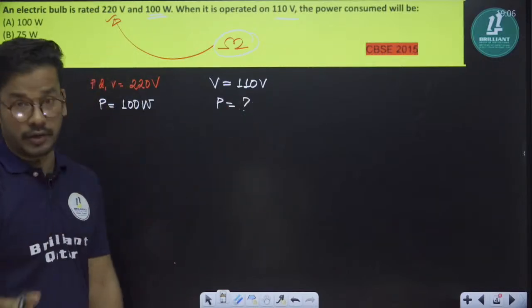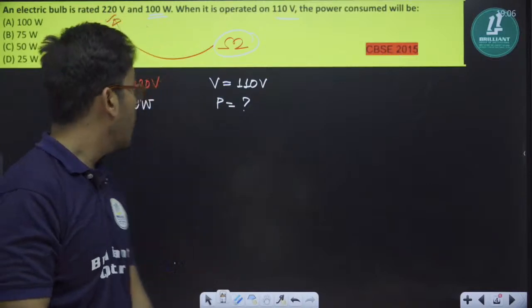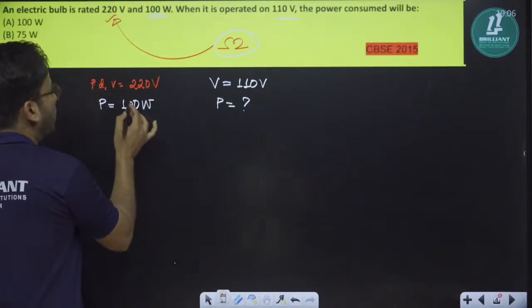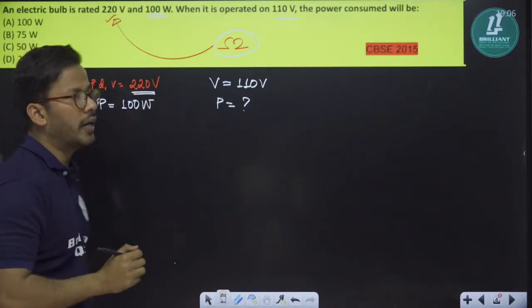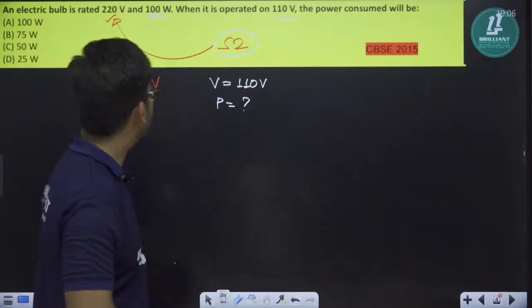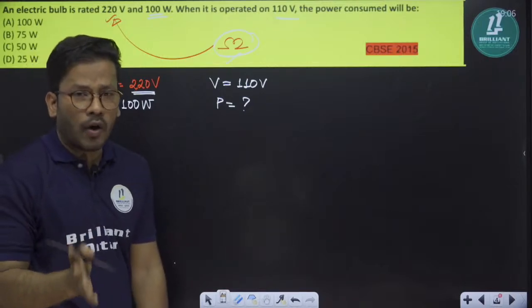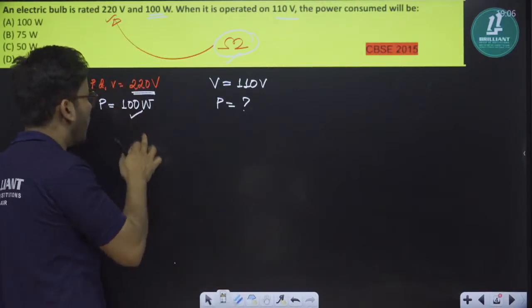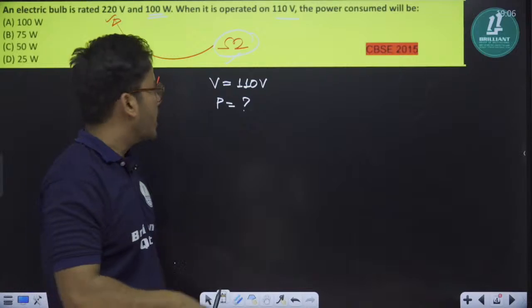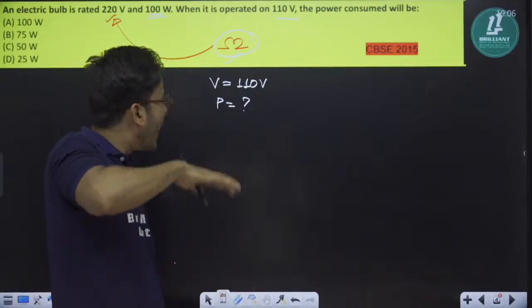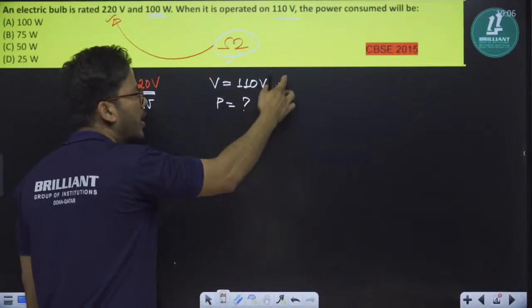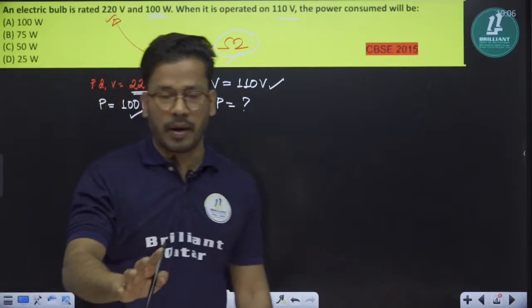Once again, you listen to me very carefully. The question goes like this: you have got a potential difference of 220 volt of this particular bulb, and what power does it provide? It provides a power of 100 watt. Now the question is: what happens if the same bulb runs on 110 volt? What is going to be the power?